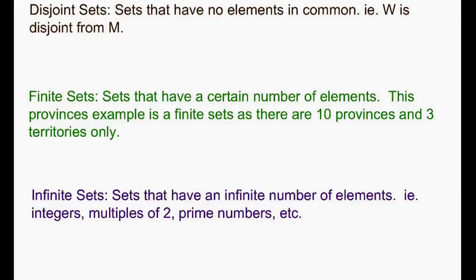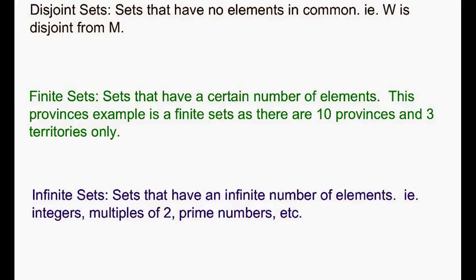Okay, a couple more definitions that we'll go through quickly. Disjoint. So a disjoint set is when we have two sets that have no elements in common. So for example, we'd have our western provinces and we have our maritime provinces. None of them have elements or provinces in common, so we'd say those are disjoint. There's no notation for disjoint. We just would say west is disjoint from M.